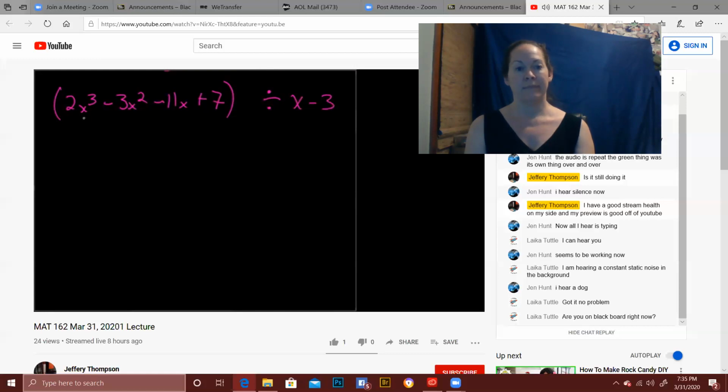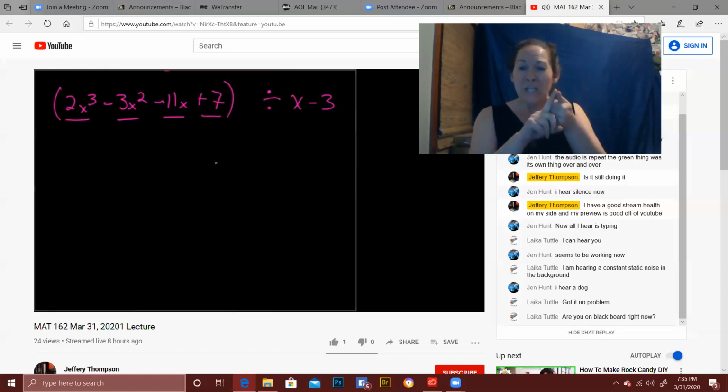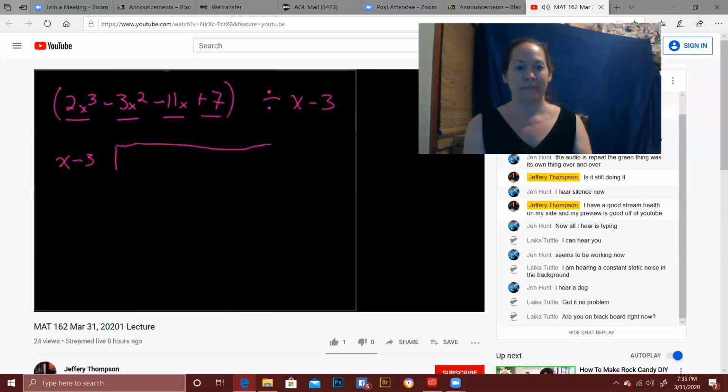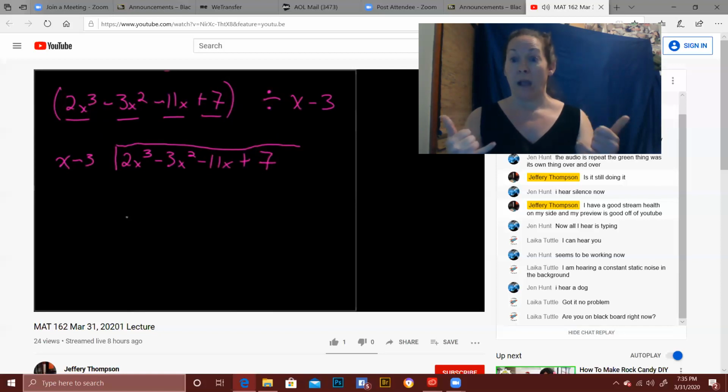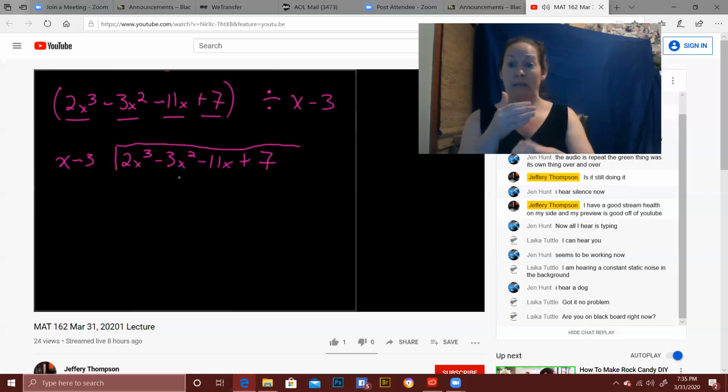Now the idea we're going to borrow is that each of these terms is a place value. The individual degrees of the variables are the place values. So I'm going to rewrite this in the form of a long division. I'm going to be dividing by x minus 3, and I'll put my division bar out here. So we want to see how many times this goes into each of these by place value.